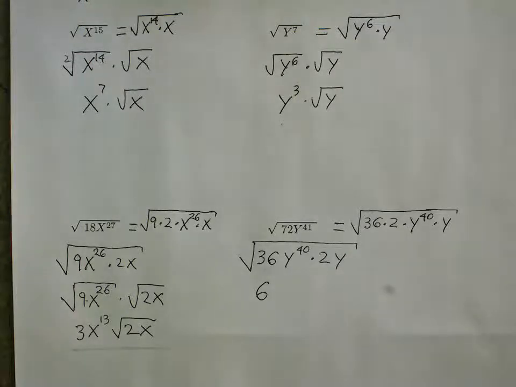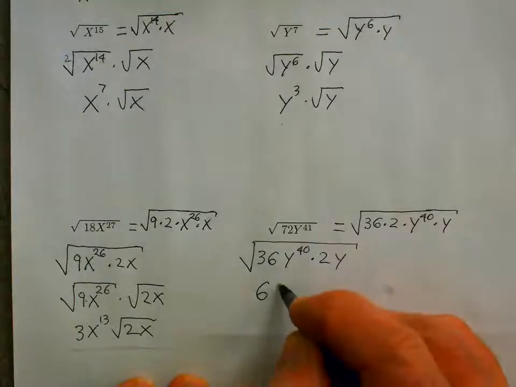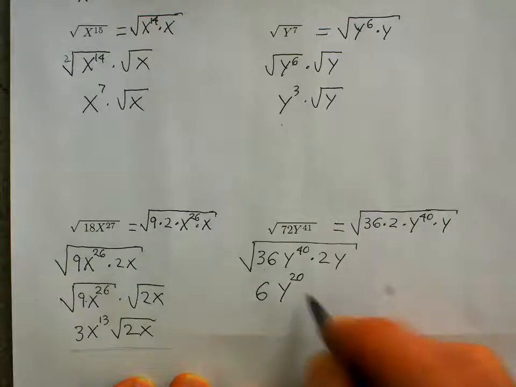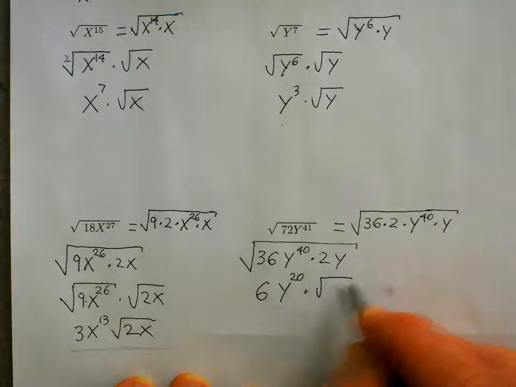Does anybody know what's the square root of y to the 40th? 20? You mean y to the 20th? Yeah, y to the 20th. I know what you meant, but so 6 times y to the 20th, and then multiply that by the square root of 2y.